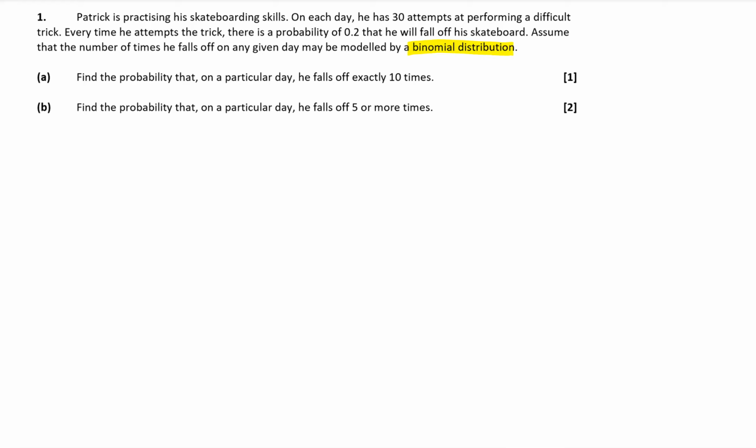So we know it's a binomial distribution. It meets all 4 criteria that we need. Here we have 30 attempts, so we know that n is going to be 30, and we've got a probability of 0.2. So we know it's going to fit this model where n is 30 and the probability is 0.2. The first question says find the probability that on a particular day he falls off exactly 10 times. So this means we need to find the probability that x equals 10.